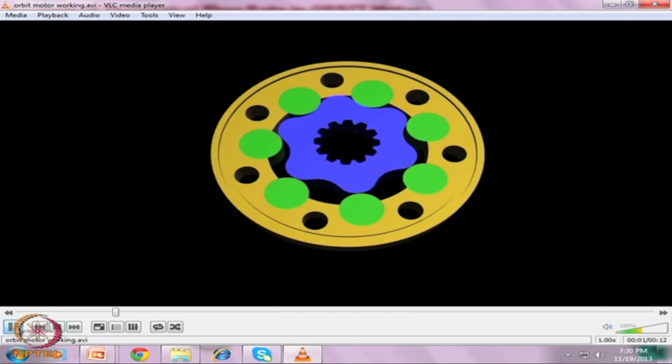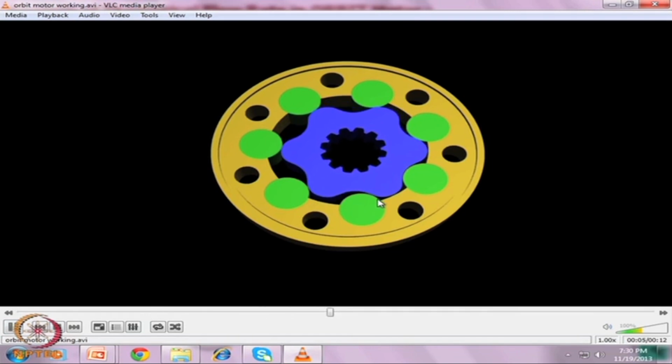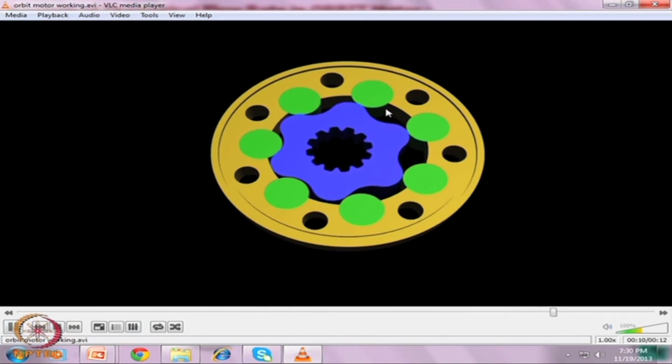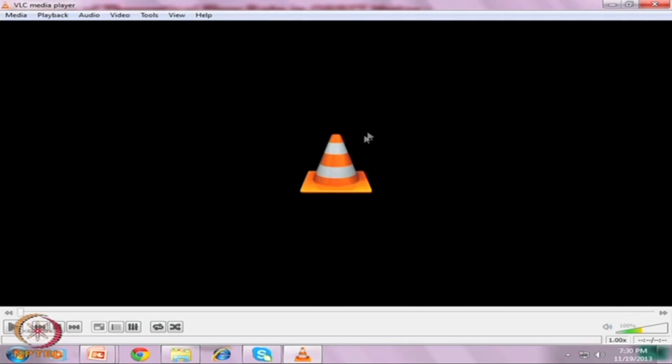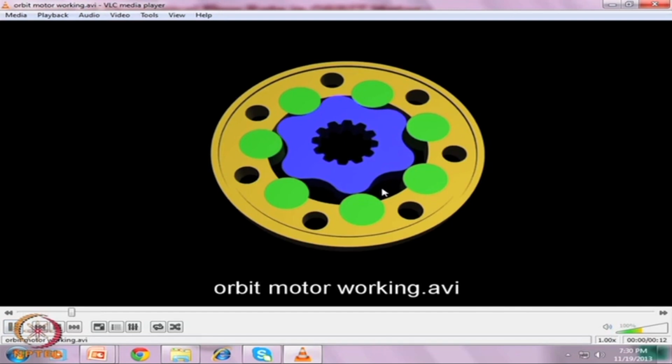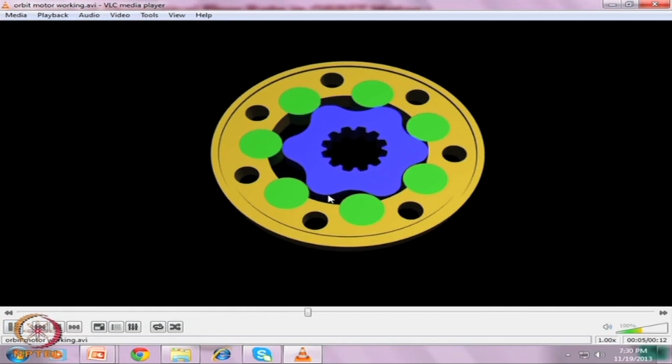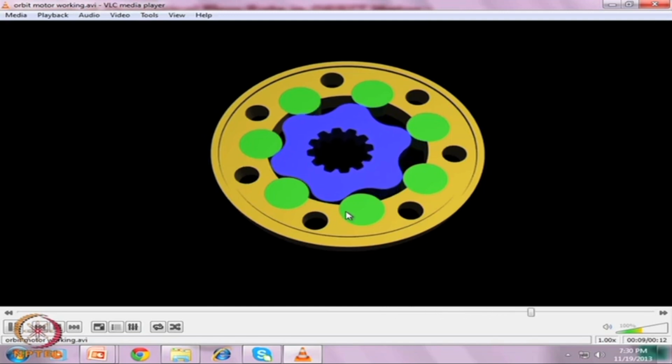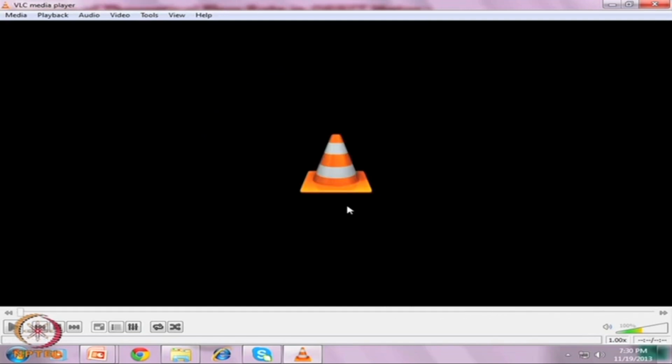Let us see, you can see this, it is already at bottom dead center, and suppose this is the minimum, at this position you will find after a slight rotation this becomes top dead center. This angle can easily be calculated from the analysis of the phases of such an orbit motor.